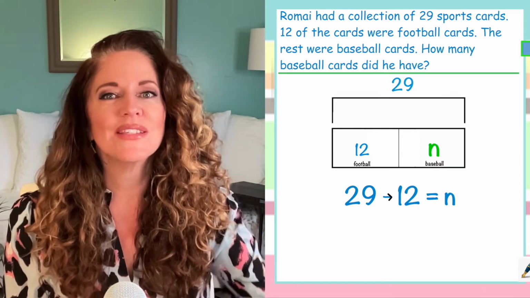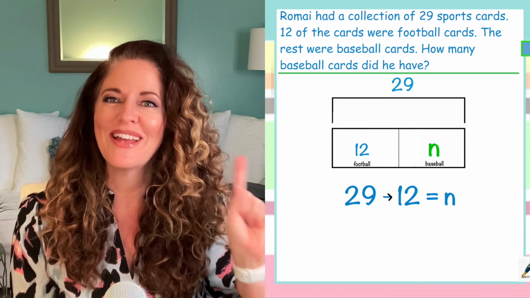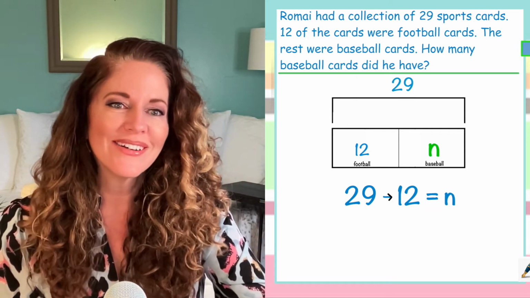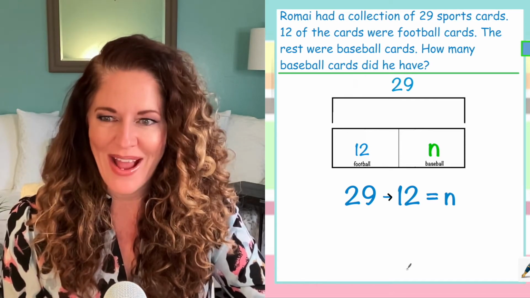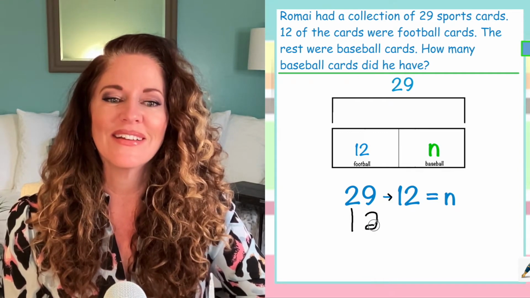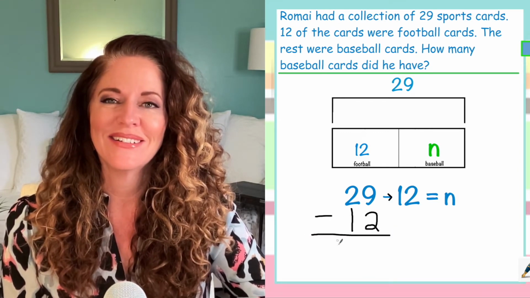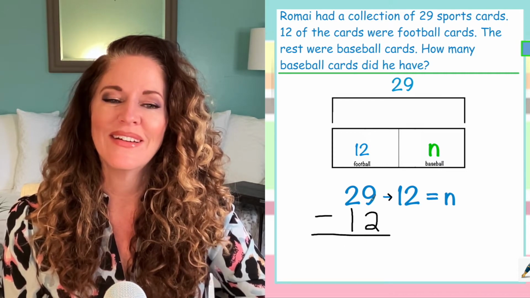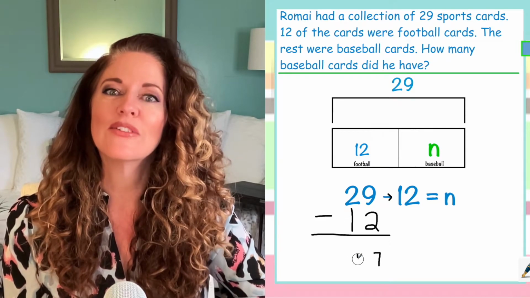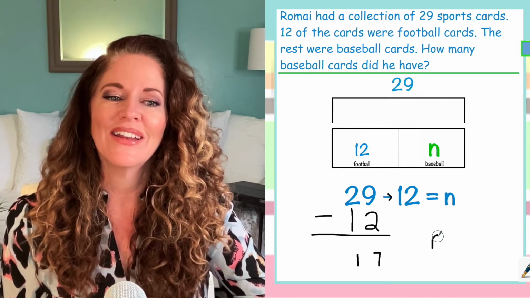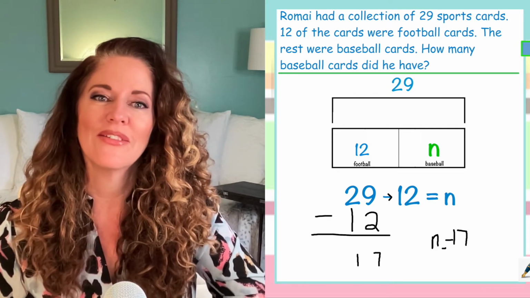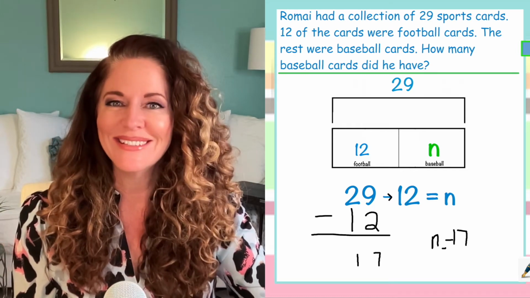Now let's see, how do we solve? Well, let's go back to what we know. We are missing a part. And since we're missing a part, we always subtract. So I'm going to take that 12, I'm just going to rewrite it vertically because I know I'm subtracting. And I am left with 9 minus 2 gives me 7. 2 tens minus 1 ten gives me 1. So I know that n equals 17, or the number I was left with, baseball cards were 17. Okay?